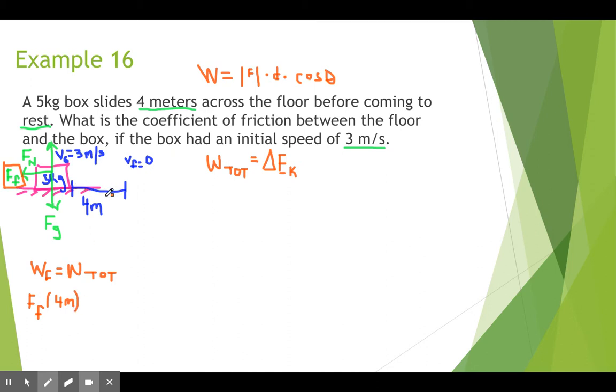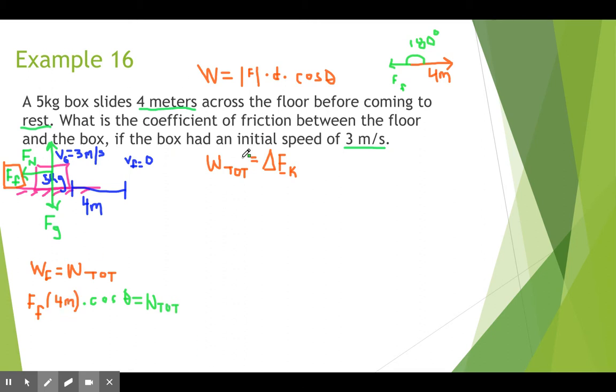The angle between my displacement and the force vector, if we were to redraw this, I'm going to redraw it up here in the top right corner. So the displacement is in the positive x direction. The force of friction vector is in the negative x direction, so the angle between them is 180 degrees. So the dot product of those two vectors is the force of friction times 4 times the cosine of 180. And in this case, that's equal to the total work.